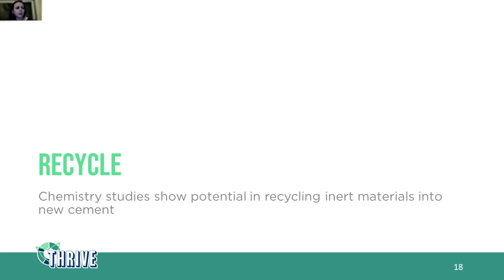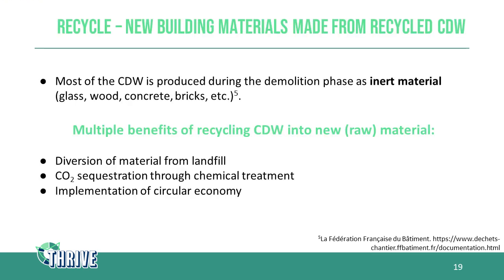And finally, recycling. Recycling is not part of the preferred way of using waste as per the waste hierarchy, but I'll show you that chemistry studies have shown that recycling inert material into new material can lead to really interesting processes. Most of the construction waste is produced during the demolition phase as inert material: glass, wood, concrete, bricks, etc. And there are multiple benefits in recycling this construction waste into new raw material.